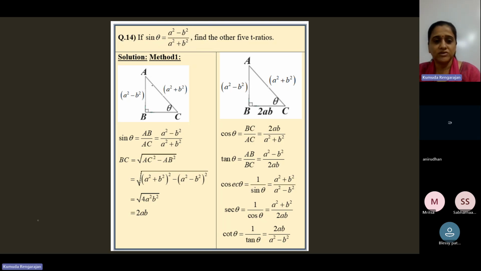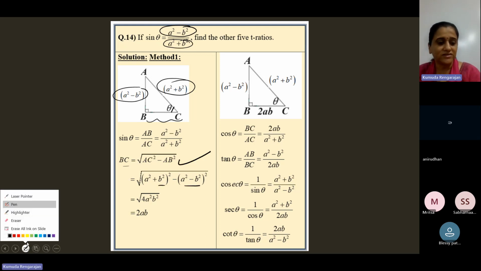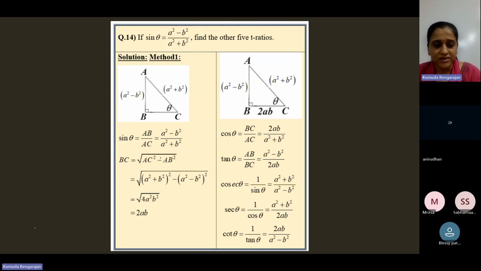Okay. So you can see the right triangle. I've marked this one as theta. So for theta, this is the opposite side. So opposite and hypotenuse. So you have to find BC using Pythagoras theorem. So what is BC? Root of hypotenuse square minus the other side square. So you'll get this one. Now this is identity. See, this is AC square, children. This is AC square minus this is AB square.